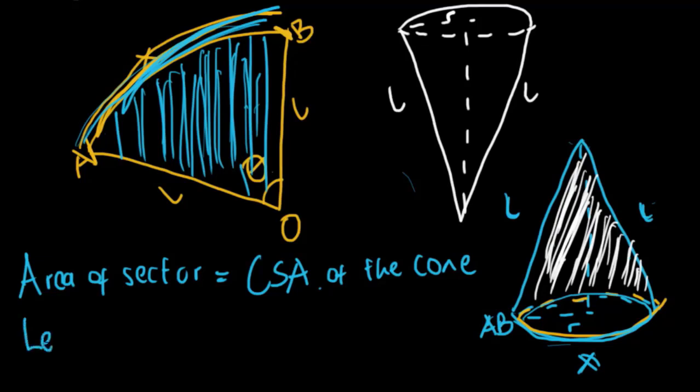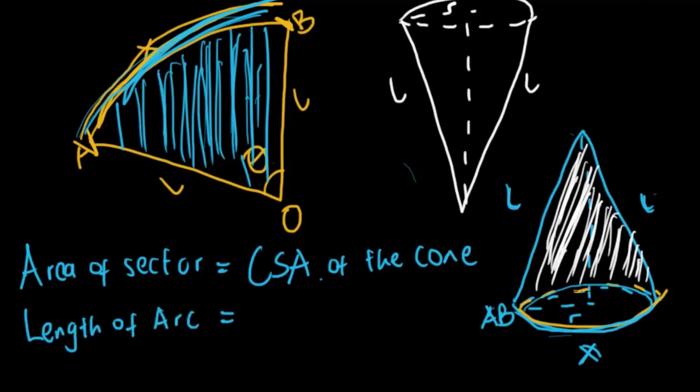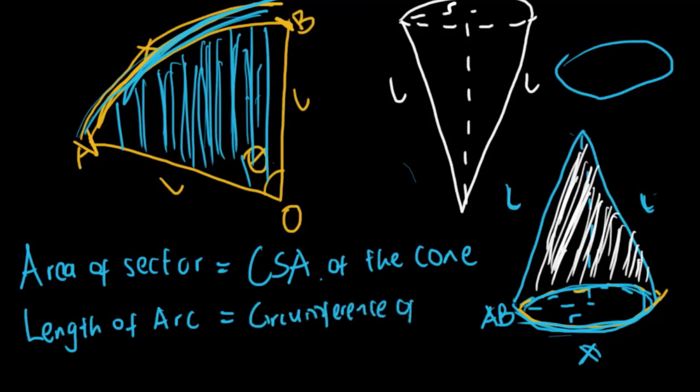The length of arc equals to, now what's the circular base of a cone? What is this circular base? It's called the circumference. So we have the circumference of the circular base of the cone. Does this make sense?